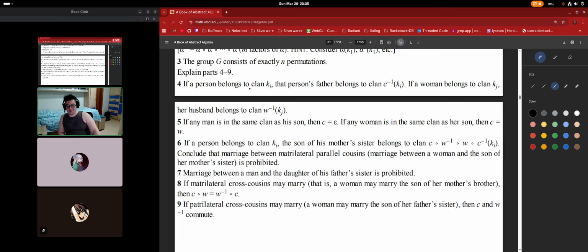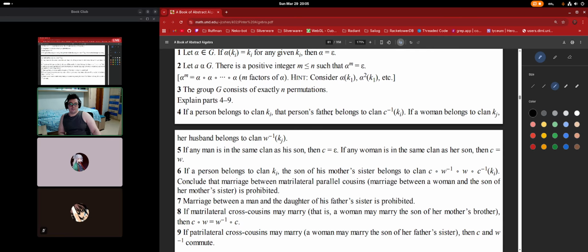If a person belongs to clan Ki, that person's father belongs to clan inverse of C. Yeah, we saw this is essentially the semantics of the inverse. If a woman belongs to clan Kj, her husband belongs to clan inverse of W. Yeah, what is there to explain, right?